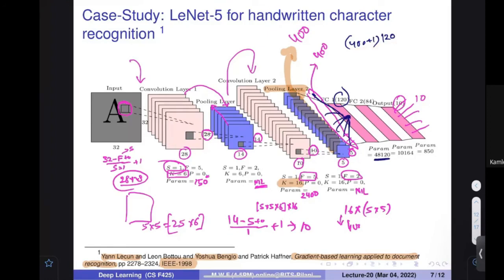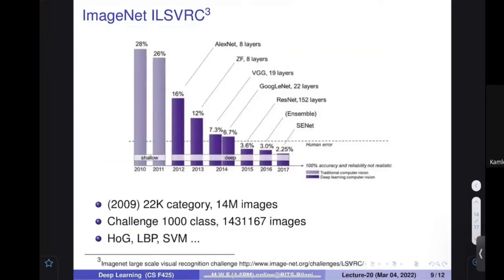If you consider the next layer, this again needs to be connected to everything. So how many things are there? There are 120 plus 1 values, multiplied by 84. So these many parameters in the next layer. And to the final layer, how many parameters are there? If you pick any one, it needs to be connected with the 84. So it is 84 plus 1 multiplied by 10. These many, 850 parameters. So a huge number of parameters are there in the system.